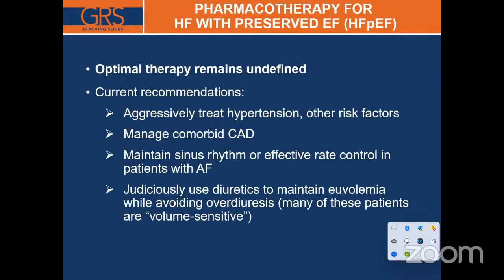Pharmacotherapy for heart failure with preserved ejection fraction. Optimum therapy remains undefined. Current recommendation is to aggressively treat hypertension and other factors, many comorbid coronary artery disease, maintain sinus rhythm or effective rate control in patients with atrial fibrillation, and also cautiously use diuretics to maintain euvolemia while avoiding overdiuresis. Many of these patients are volume sensitive.